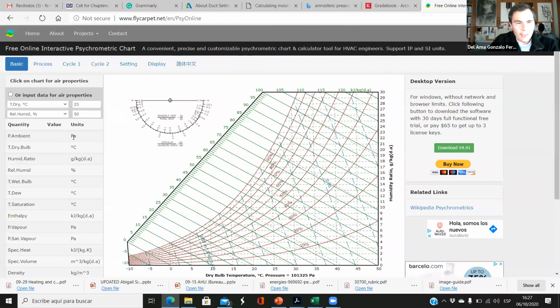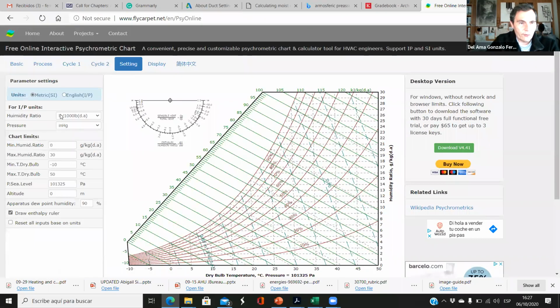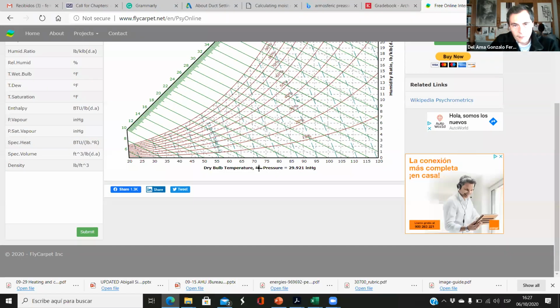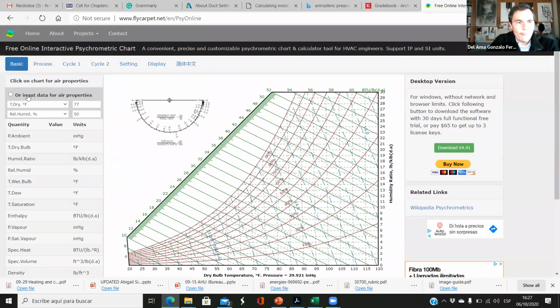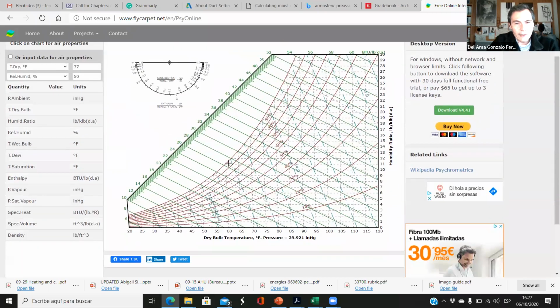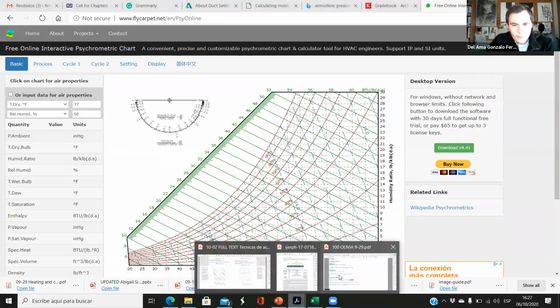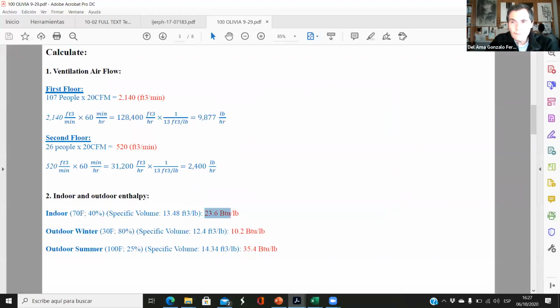the psychrometric chart. Remember that first we need to work with settings, English, preset inputs, submit. Now we have everything in Fahrenheit, imperial units, and we can calculate enthalpy. We can use the first one, the basic one. So here, if we type 70, and what was the relative humidity? 40.